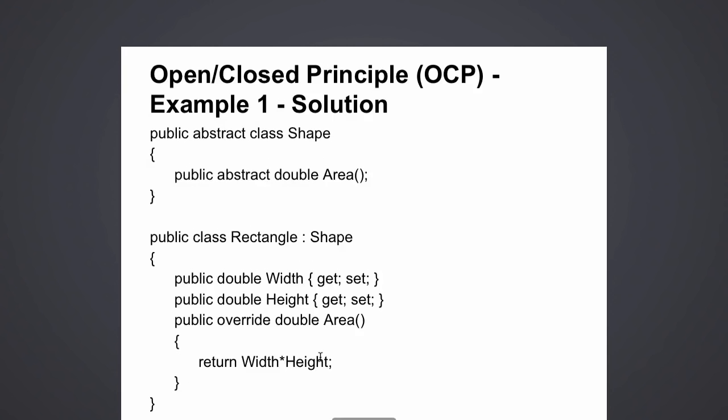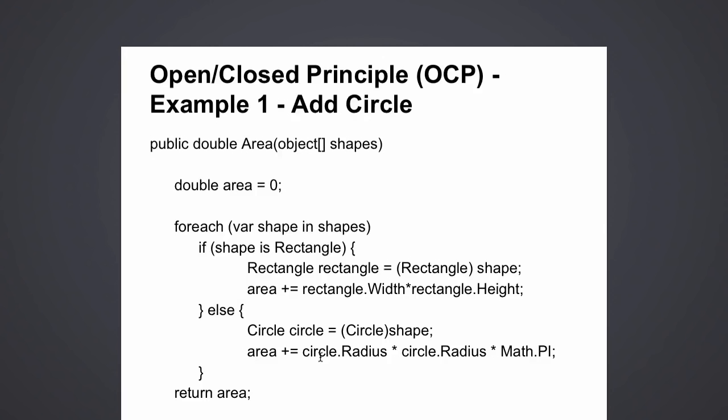Compare this implementation with the earlier implementation of this particular thing. Whenever something changes, whenever there's a new shape, I have to modify this particular thing. So this particular thing is not closed for modification, because whenever there's a change, I have to keep modifying this. And whenever there's an extension, also I have to keep modifying this.